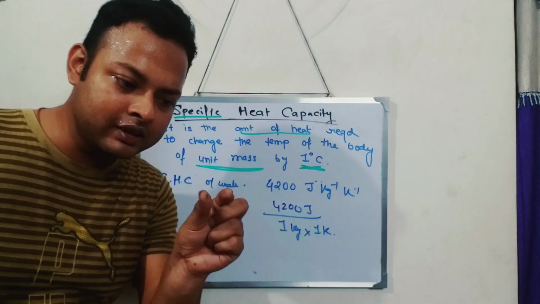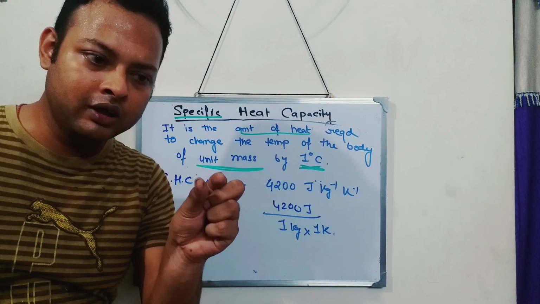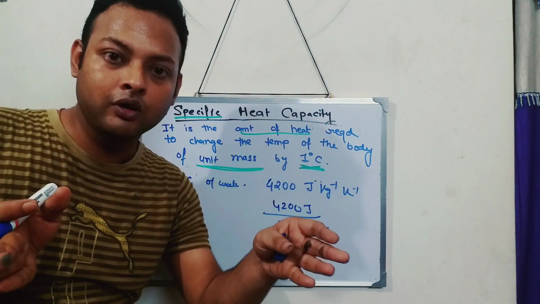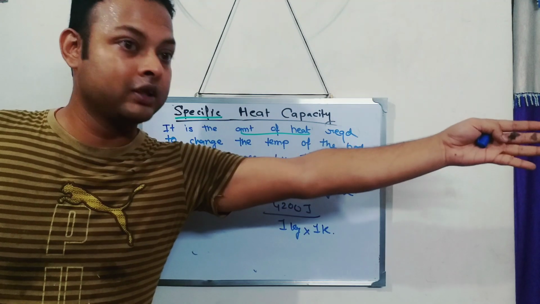So I can take the mass a little bit, I can take the mass this much, I can take the mass this much. If I have this much of body, then I require this much of heat. If I have this much of body, then I require this much of heat.